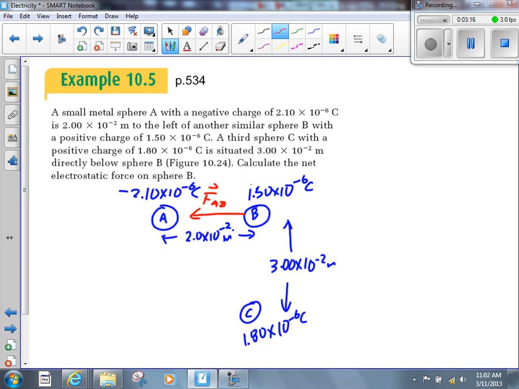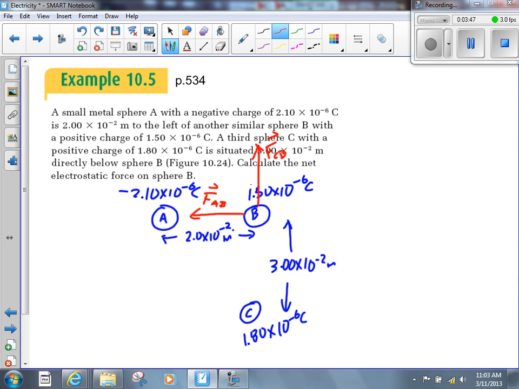Now, there's also a force of C on B. That's a repulsive force, right? Because they're both positive. If B and C are repelling each other, then what's going to happen to B as a result of that repulsive force? Ashton? It's going to be pushed upwards, right? So let's draw that upwards. Now, C is going to be pushed downwards, but once again, we don't really care what happens to C because that's not the question. So we've got our free body diagram drawn, the force of A on B, the force of C on B.